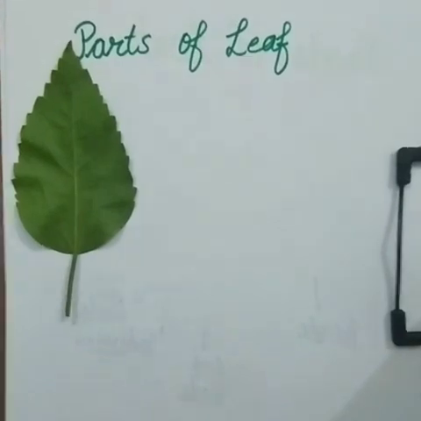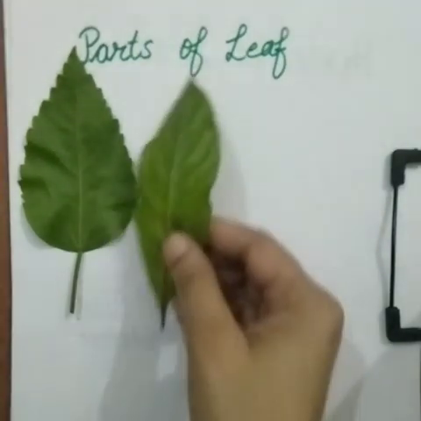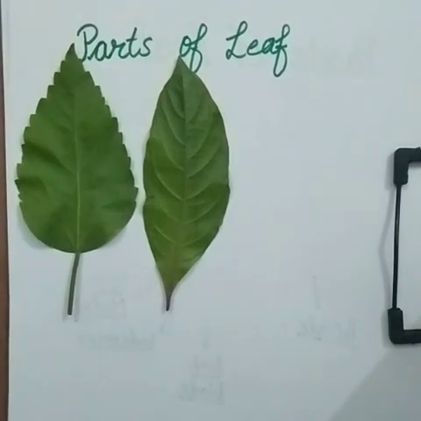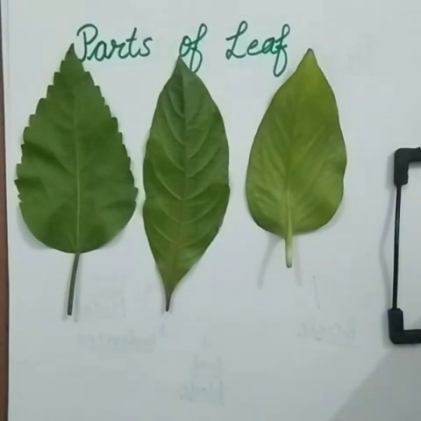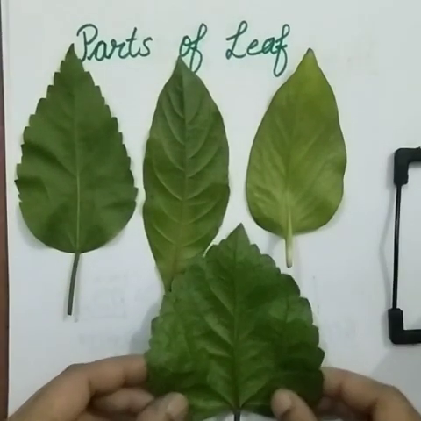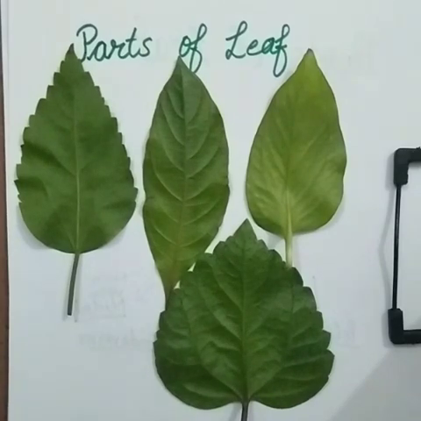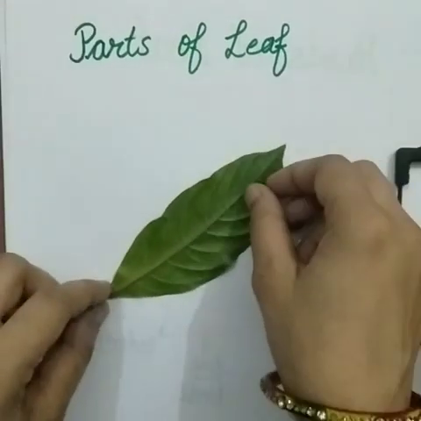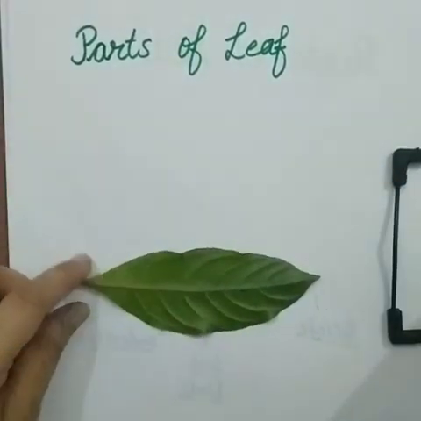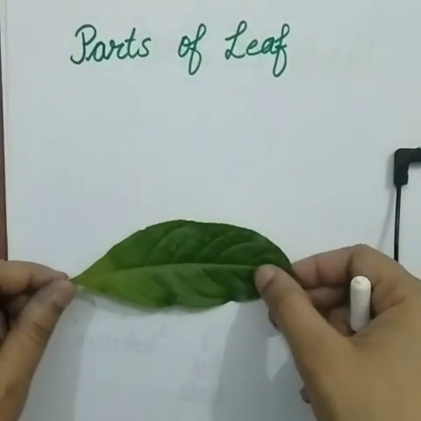See, this is a hibiscus leaf. This is a leaf of evergreen plant. This is a leaf of money plant. And this is again another species of hibiscus plant. You can observe all the leaves. These all leaves are different in shapes and sizes, but they all have the similar or common structure. Take an evergreen plant leaf. You can see evergreen plant leaf.